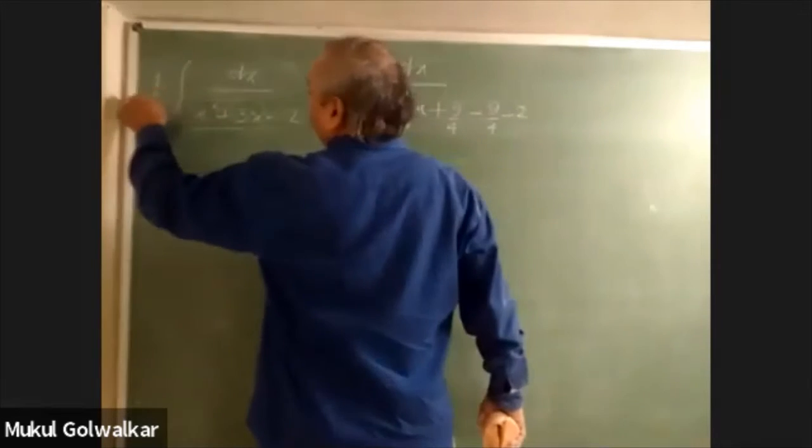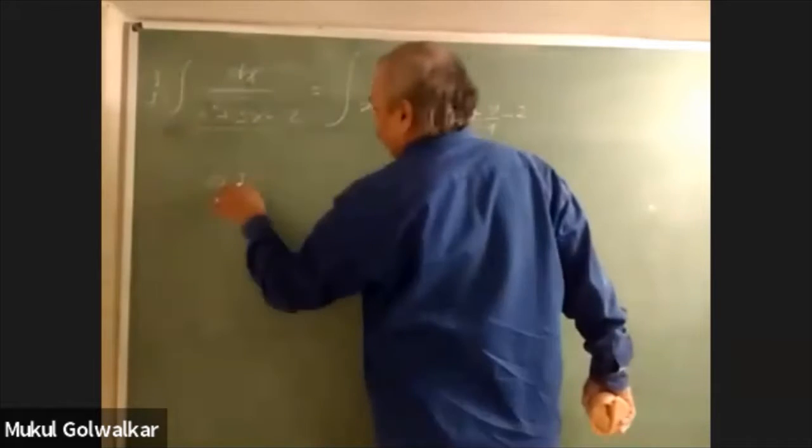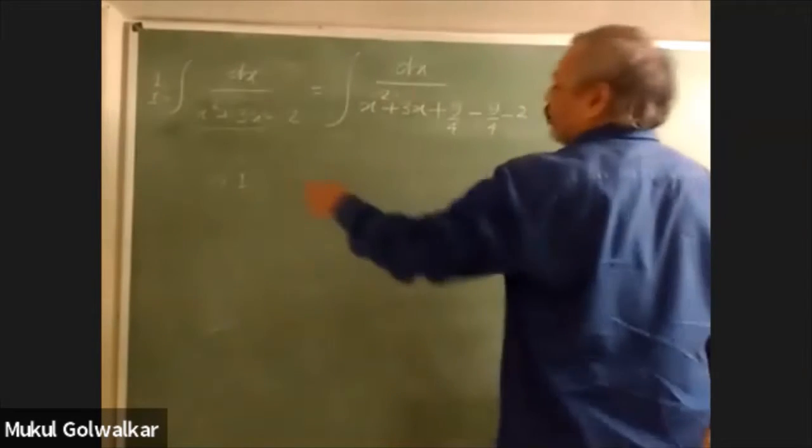After we add 9 by 4 and subtract 9 by 4, we get the quantity like, I've forgotten, I should have told you that the value of the integral will always be assumed as capital I. This is the convention that we are following.